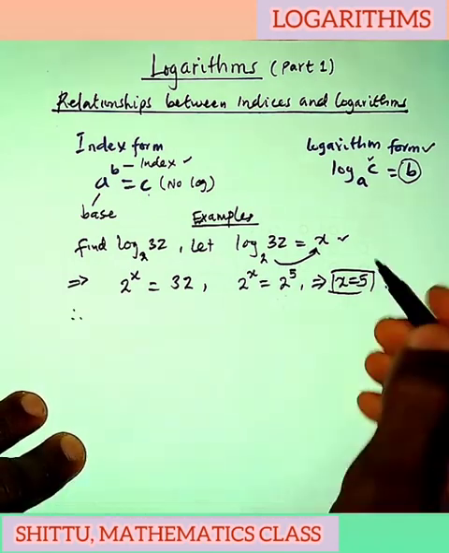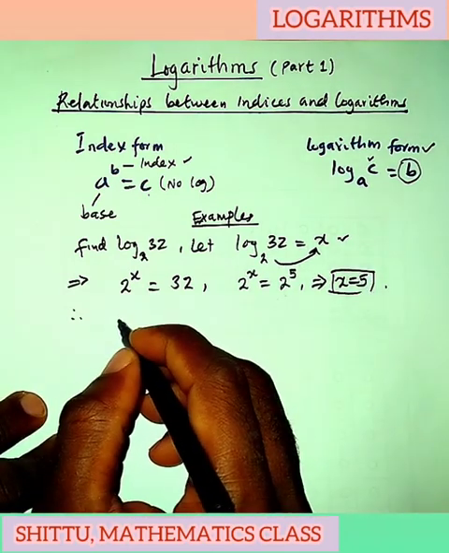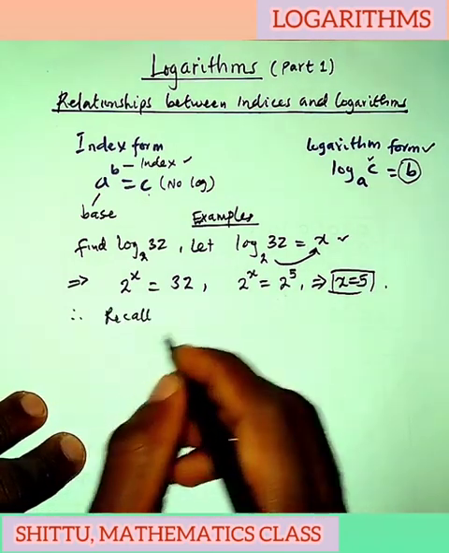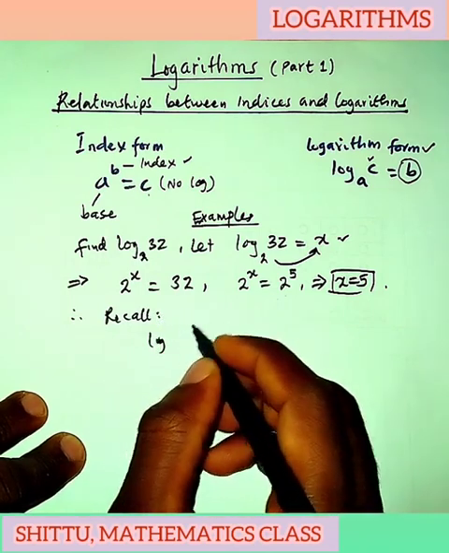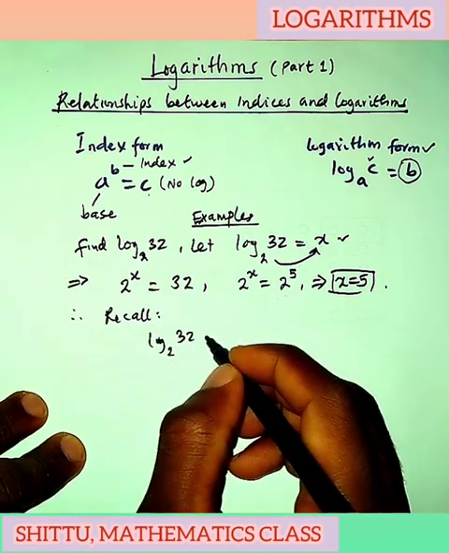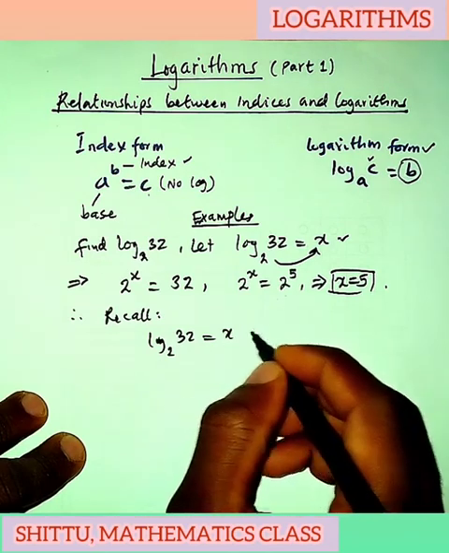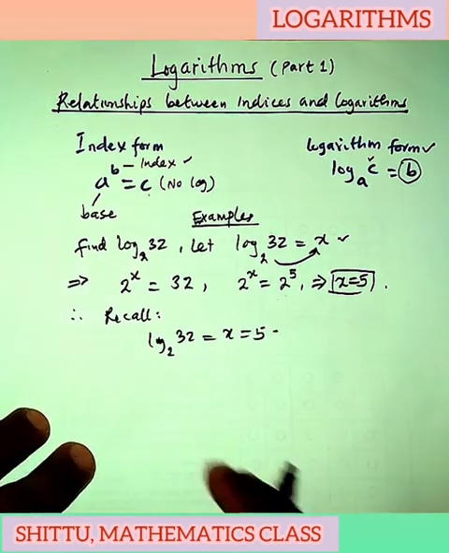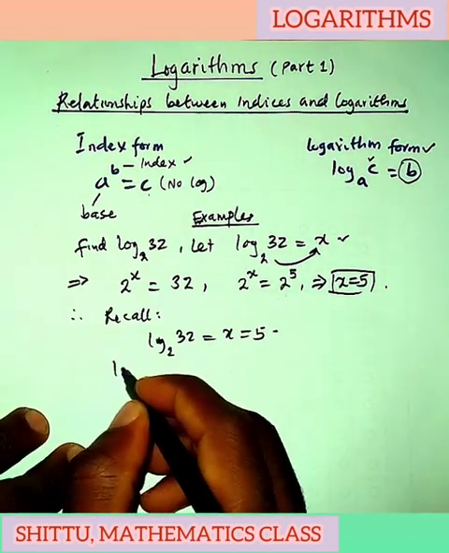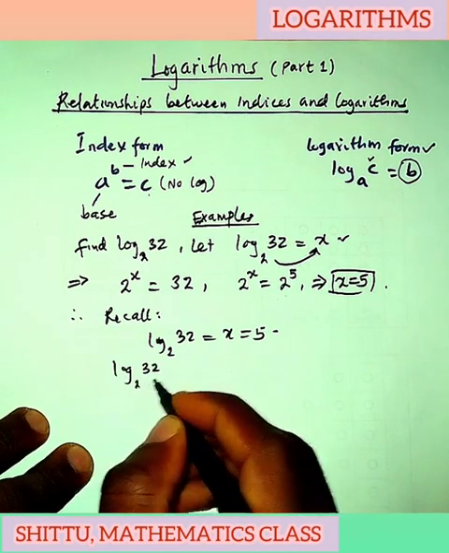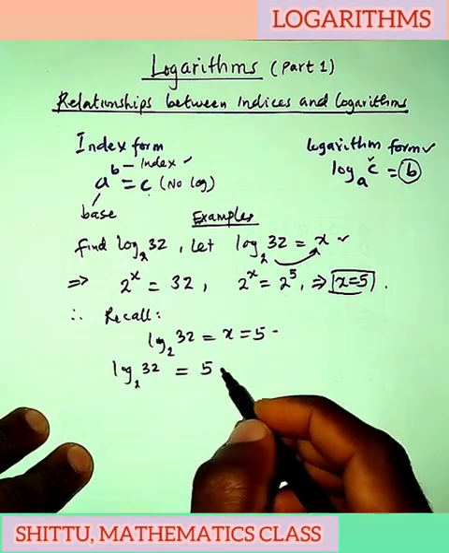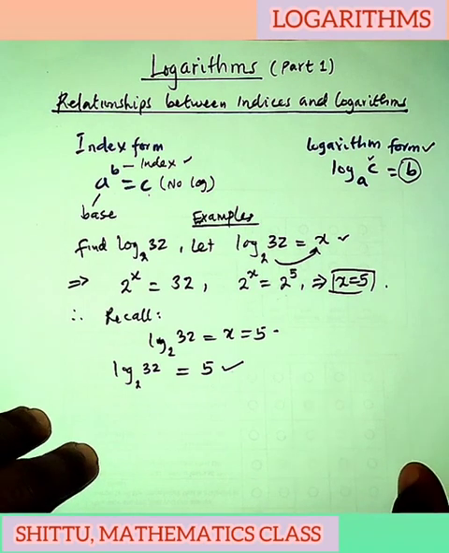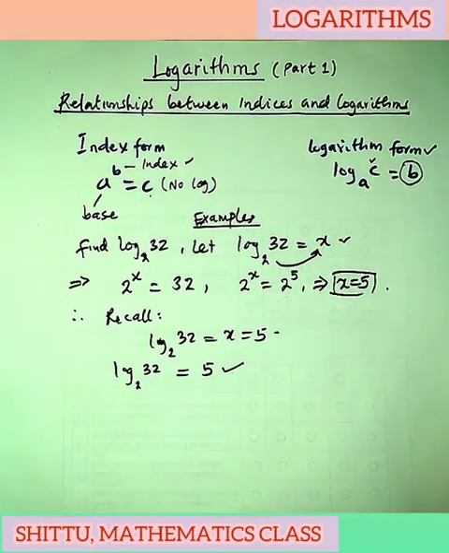So we go back to this place. We recall that log 32 to base 2 equals x, and our x is equal to 5. Are you getting it now? So we can have log 32 to base 2 equal to 5, and that is what they asked us to find.